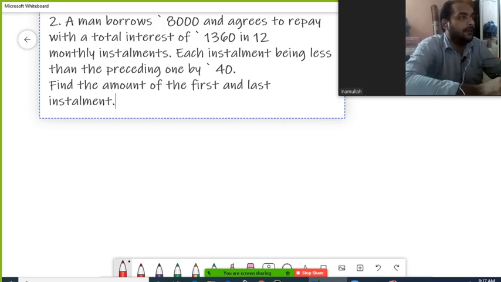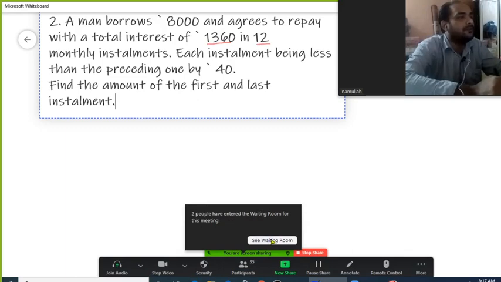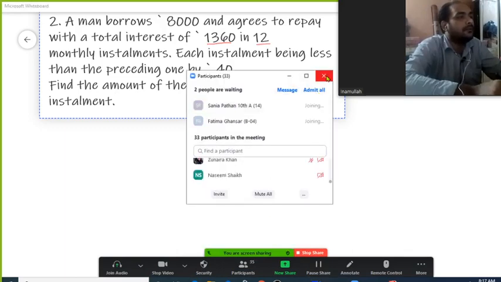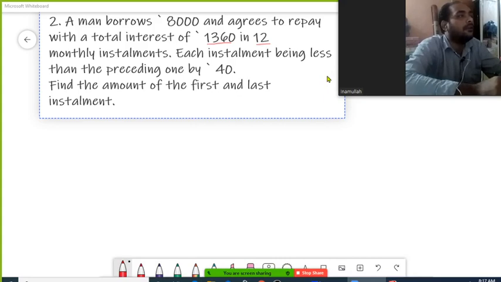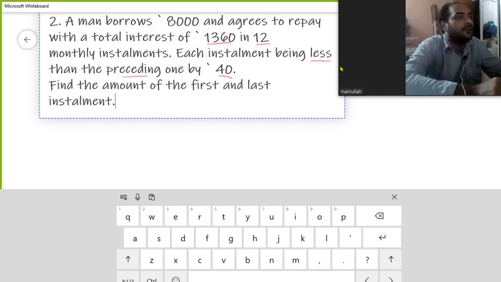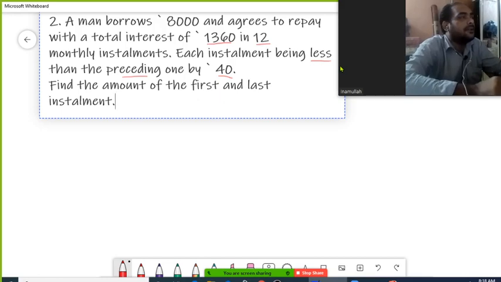A man borrows rupees 8,000 and agrees to repay with a total interest of rupees 1,360 in 12 monthly installments. Each installment being less than the preceding one by 40. This is important information. Each installment is less than the preceding installment by rupees 40. Find the amount of the first and the last installment.